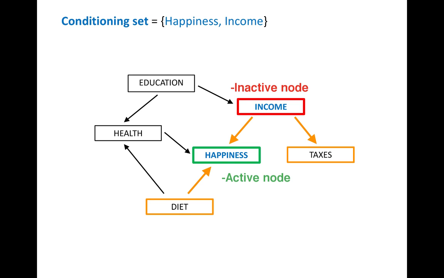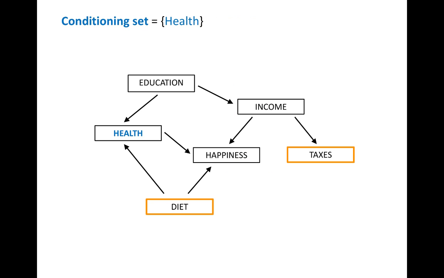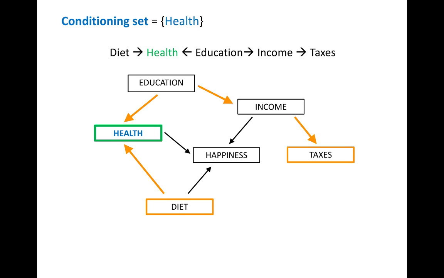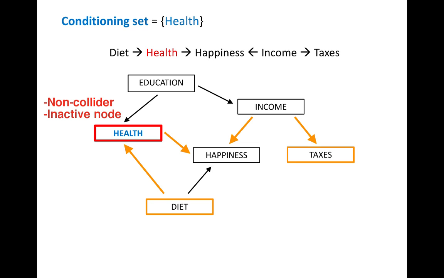Nodes are not inactive or active by themselves. They're only active or inactive on a path. For example, consider the node health, which is on at least two paths between diet and taxes. In path 1, health is a collider. Assuming that it is in the conditioning set, health is active on that path. On path 2, health is a non-collider, and as it is in the conditioning set, health is inactive on path 2.